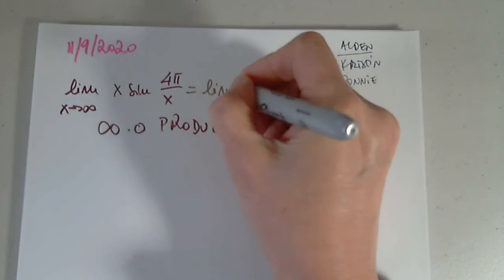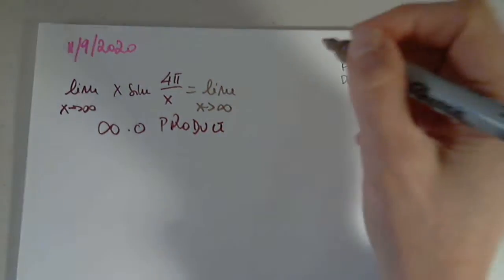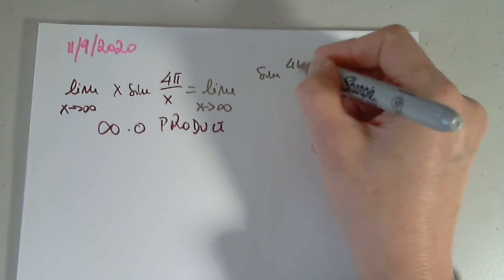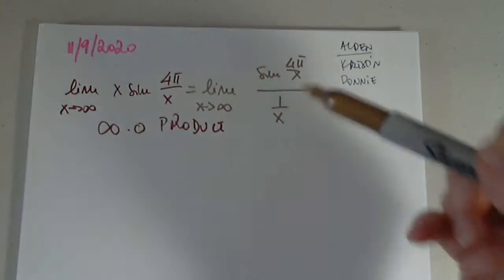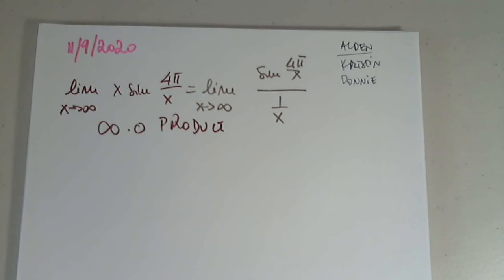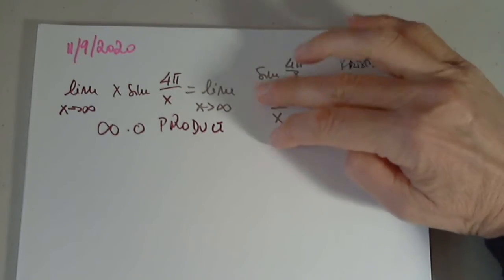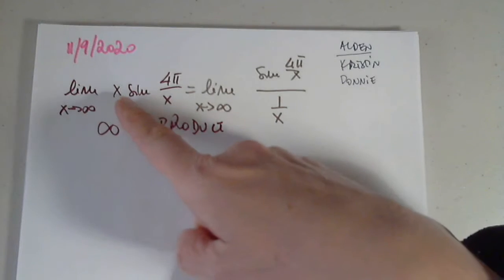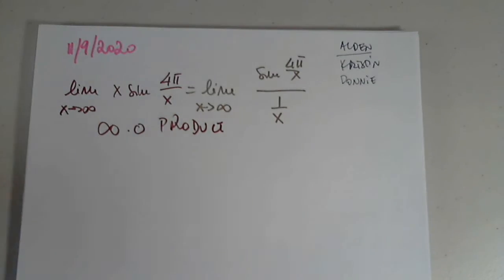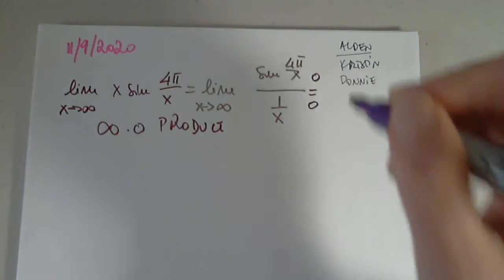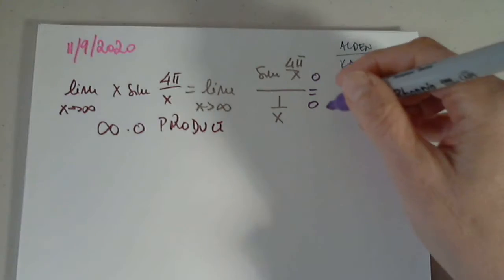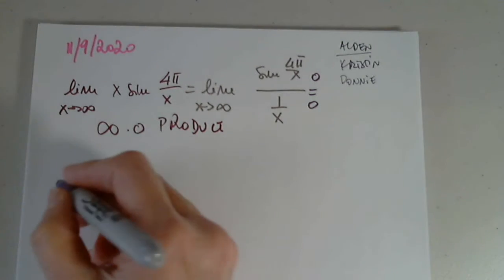So I'll write the limit as x approaches infinity of sine 4 pi over x divided by 1 over x. This function is the same as that function because when I divide by a fraction, I have to flip the fraction. However, this serves a big purpose. Why? Because now the numerator is 0 and the denominator is 0. I want that. The reason is L'Hopital's rule.